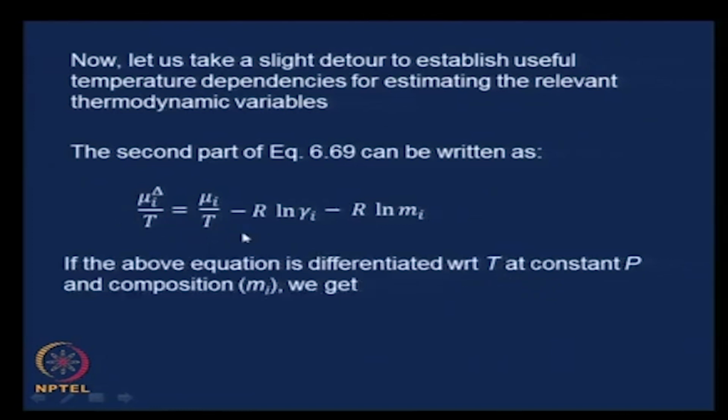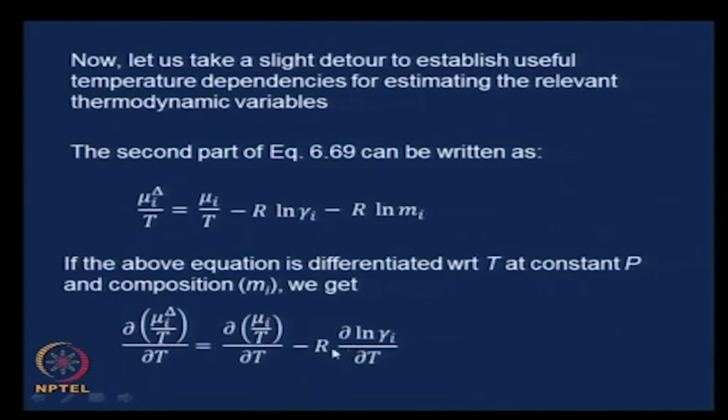Now, if this equation is differentiated with respect to temperature at constant pressure and composition, which means m_i is a constant and therefore the derivative with respect to temperature is going to be 0. So, if we differentiate this with respect to temperature, then we have dou/dou T of mu_i triangle by T equals dou/dou T of mu_i by T minus R dou ln gamma_i by dou T here, and this term of course has gone to 0. Let us call this equation 680.